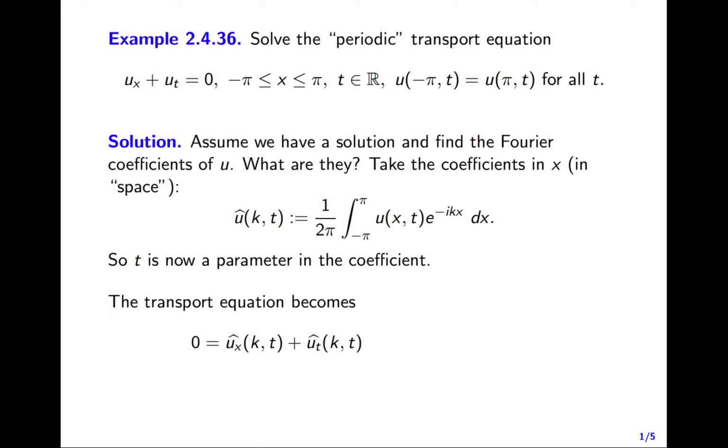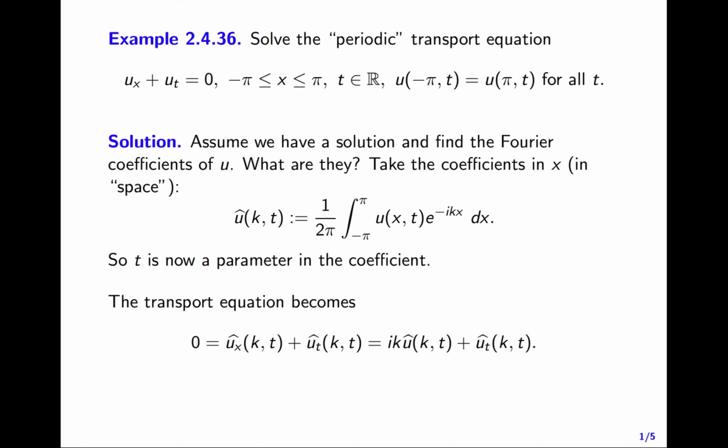So if we look at the transport equation on the Fourier side, what are the Fourier coefficients of that equation? We get 0 is u_x hat of k, t plus u_t hat of k, t, because Fourier coefficients in one or two variables are linear. Now this first derivative we know how to handle. This is an x derivative for u, and I'm taking the Fourier transform in x. So I get ik u hat of k, t plus u_t hat of k, t.